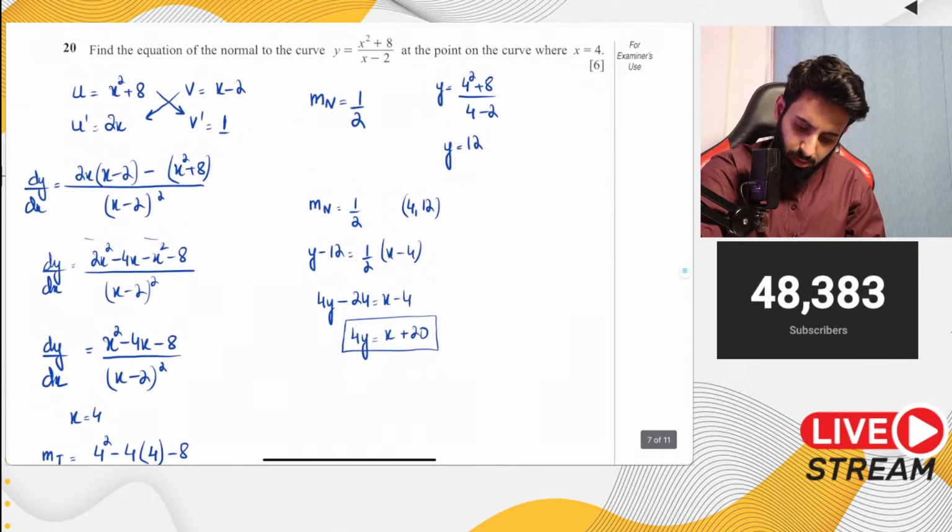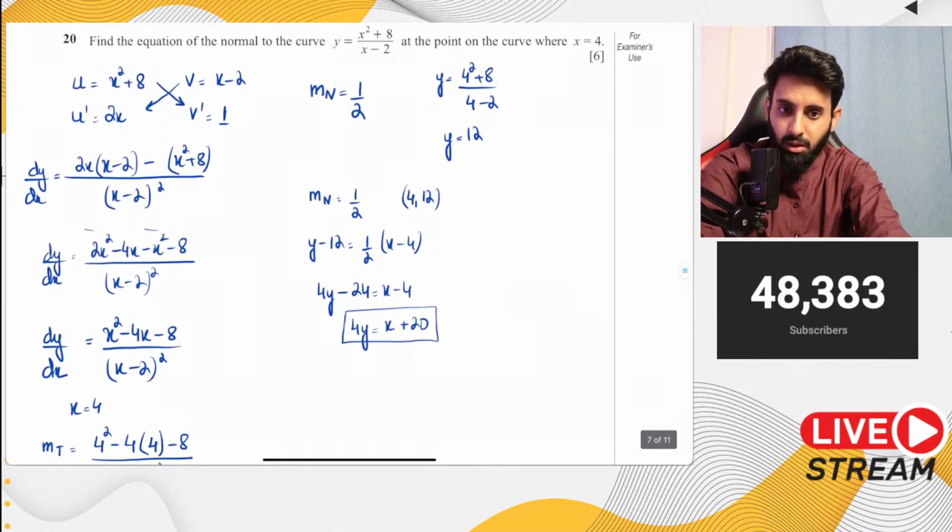Sir, why x minus 2 whole squared? Quotient rule, beta. Quotient rule.